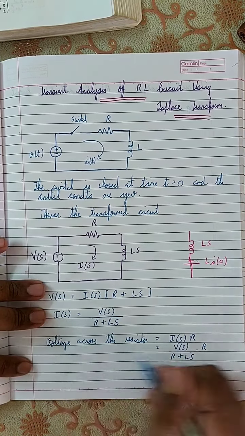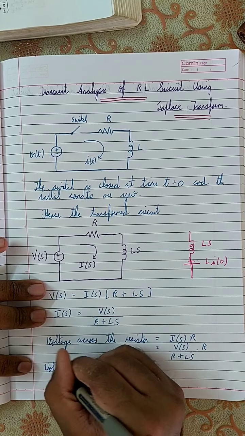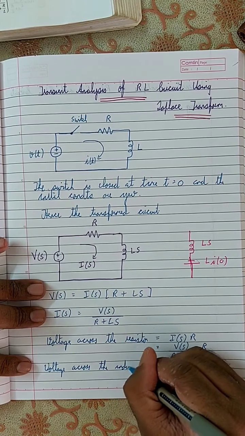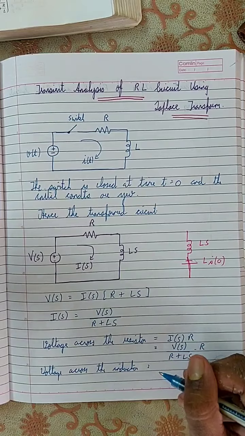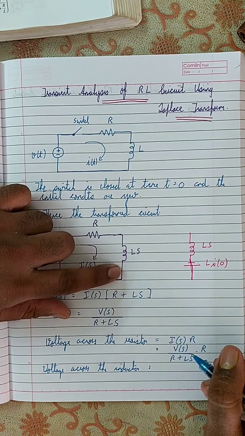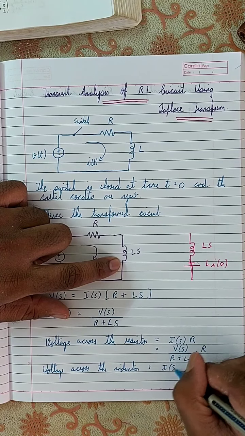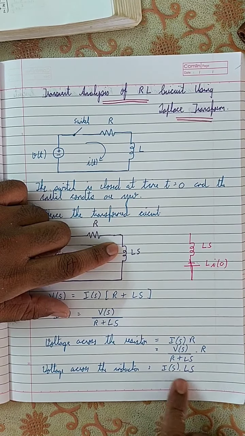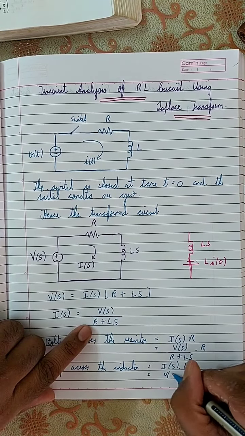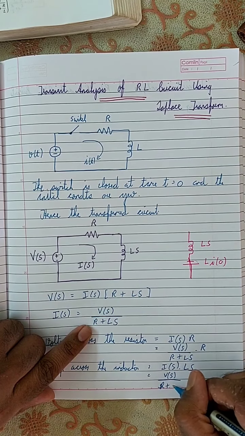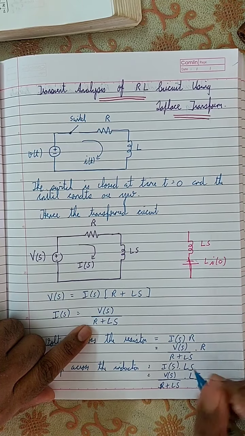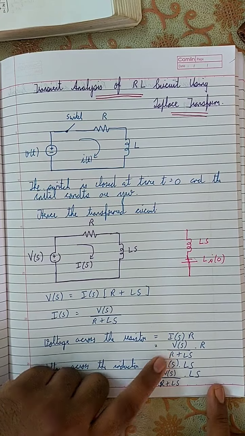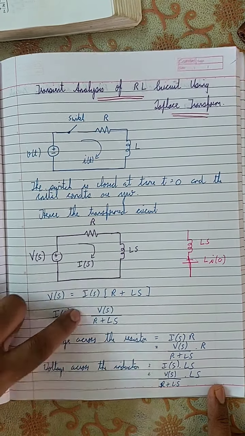Now if you are asked to find the voltage across the inductor, you need to know the current and the impedance. What is the current through the inductor? It is I(s). And what is the impedance of the inductor? It is Ls. So the voltage across the inductor is I(s) into Ls, and I(s) is V(s) by (R plus Ls), into Ls. Okay, this is the voltage across the inductor, this is the voltage across the resistor, and this is the current through the resistor or the inductor.